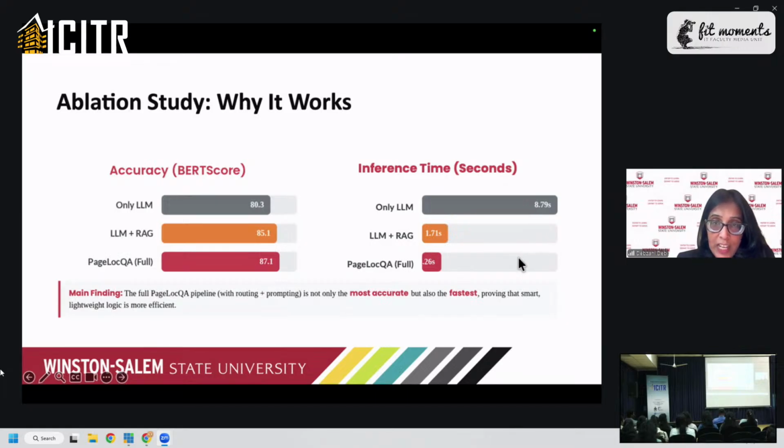If we are thinking about time, you can see that only the LLM takes a significant amount of time to get the answer, whereas with the PageLog QA, once you are done uploading the document that you really want to query about, it retrieves those answers very, very quickly. So the main finding is that the full PageLog QA pipeline with routing and prompting is not only the most accurate, but also the fastest, providing smart and lightweight logic. It is more efficient.